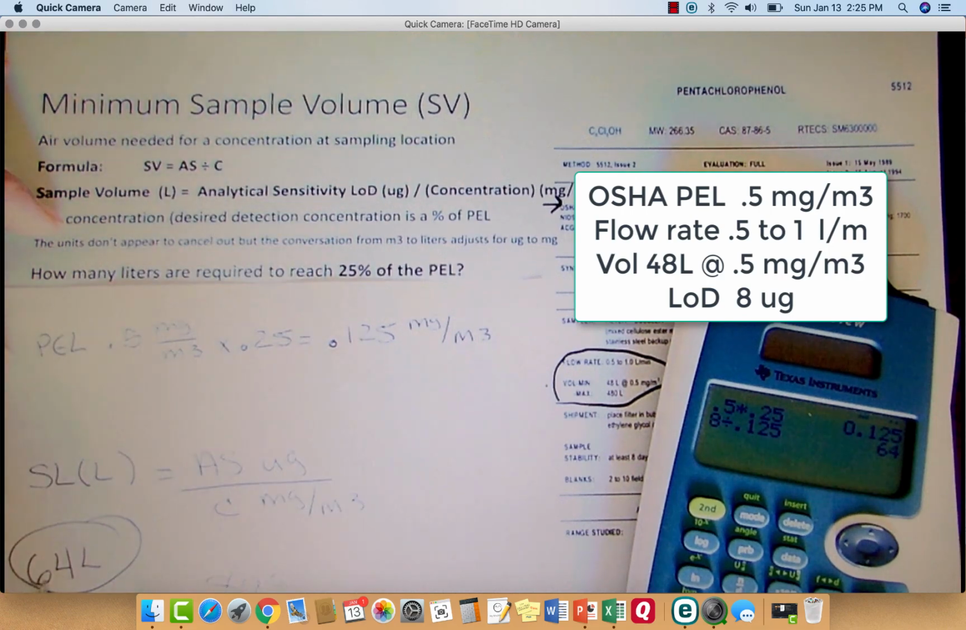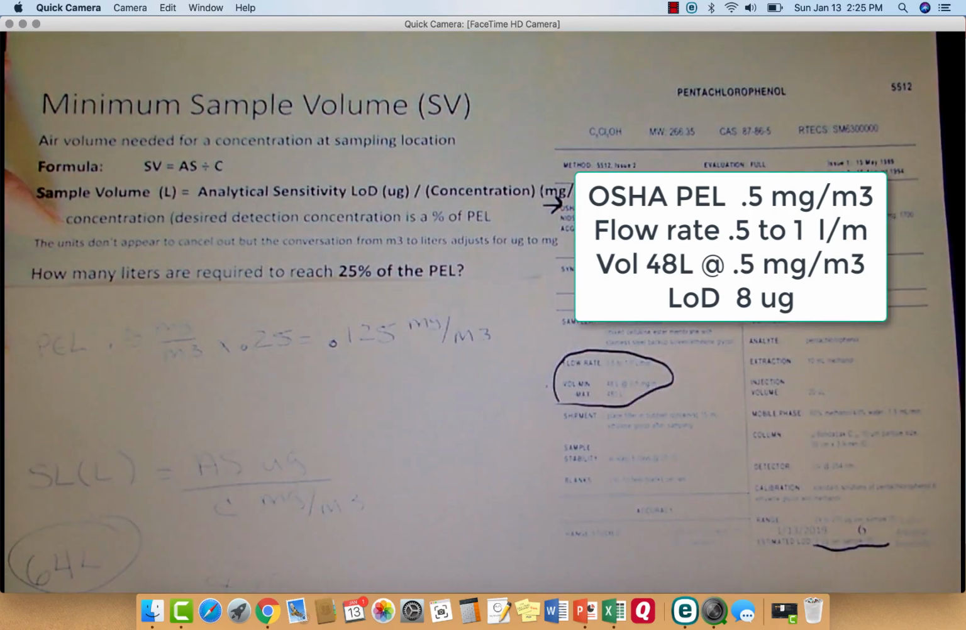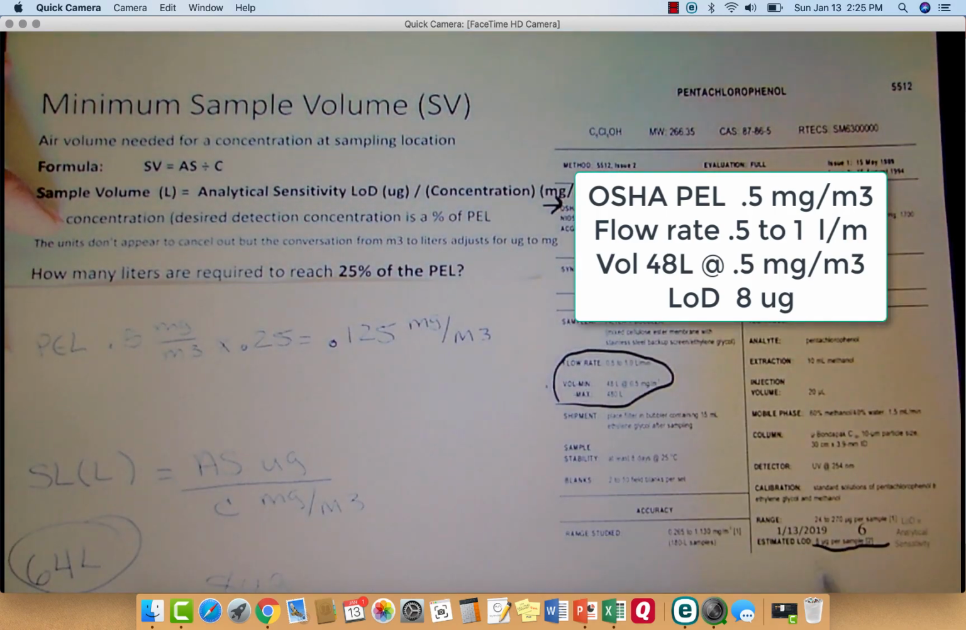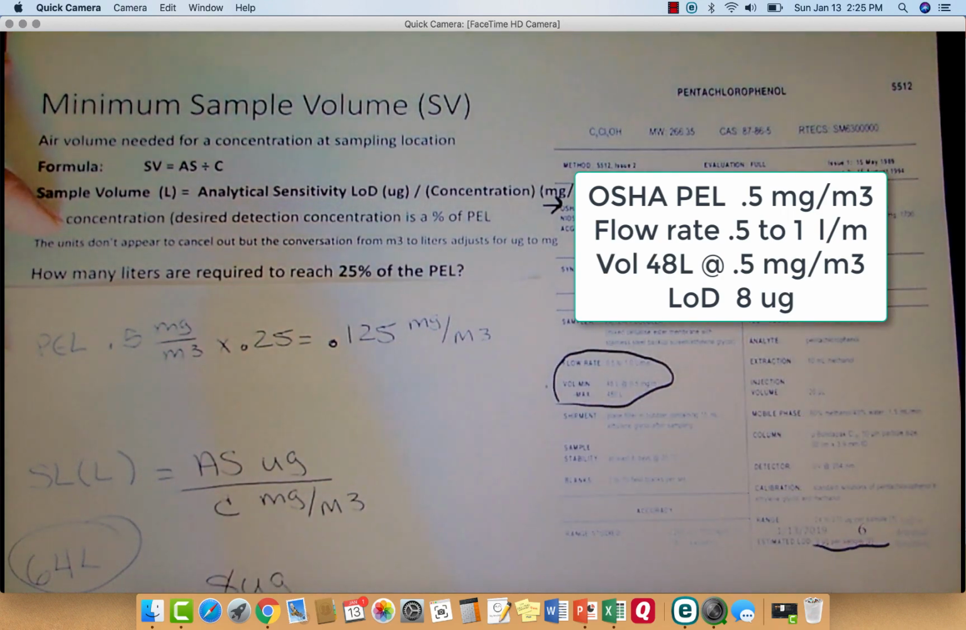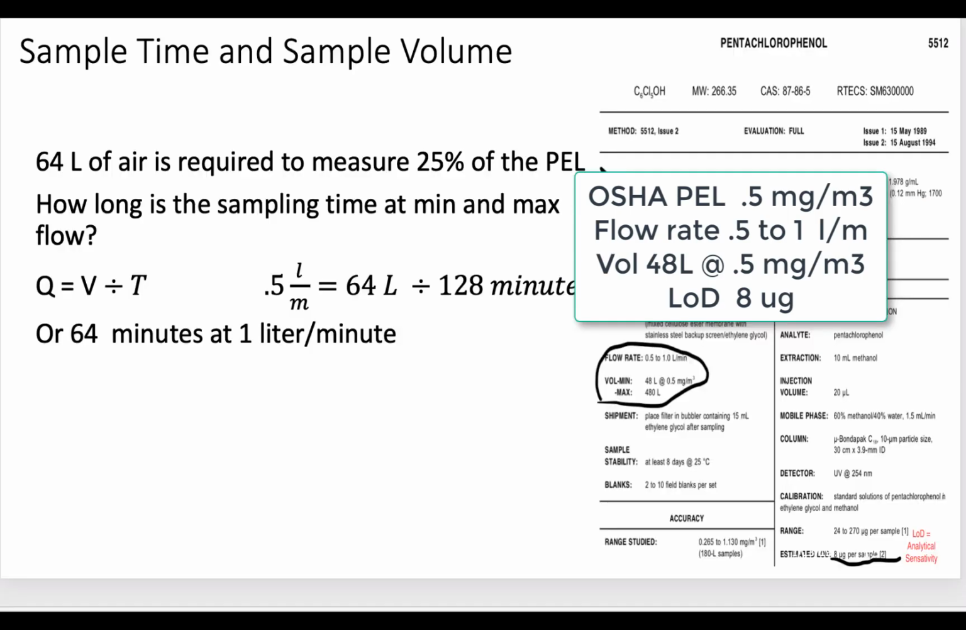So if we pull 64 liters of air, with the limit of detection being 8 micrograms per sample, we'll be able to accurately measure 25% of the occupational exposure limit, which is 0.125 milligrams per cubic meter. So I just calculated the minimum sample volume required.